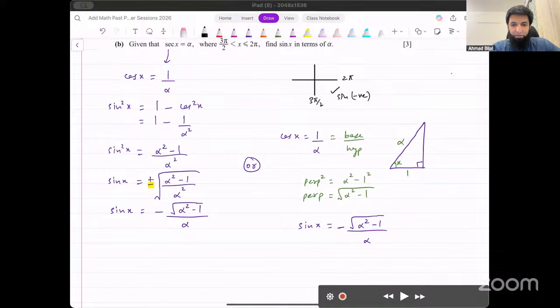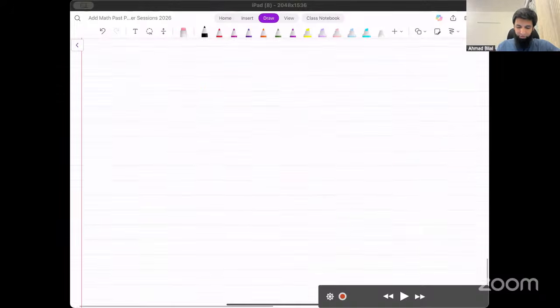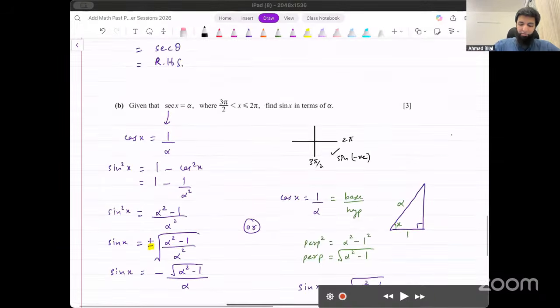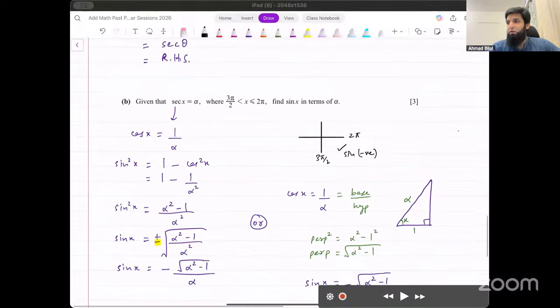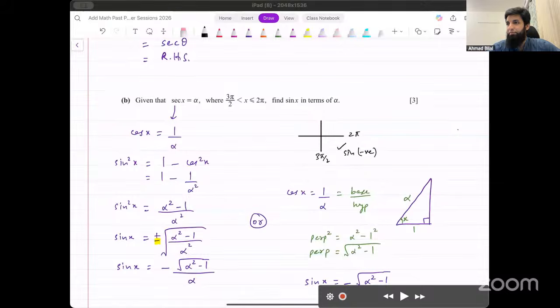Okay, that was question number 10 from this. There's one more question from this paper. Let's do this, and then we move on to the next paper after that. Question number 12. Okay, one last question from this. This is another one that you want me to do from this. Let's see this.